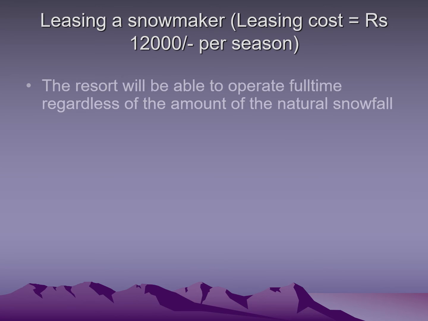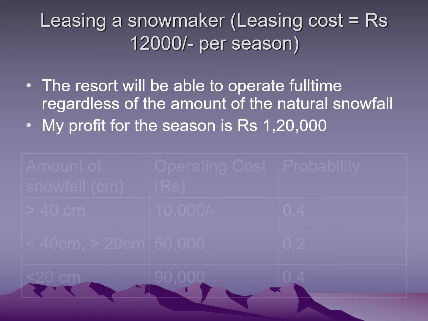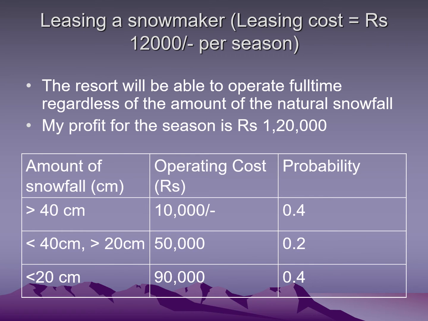Now we just see how much a snowmaker will cost. The leasing cost we could treat as a fixed cost. It is 12,000 rupees per season. Operating cost differs depending on the amount of snowfall: 10,000 for more than 40 centimeters, 50,000 for between 40 and 20 centimeters, and 90,000 for less than 20 centimeters. Now with probability 0.4, 0.2, 0.4.